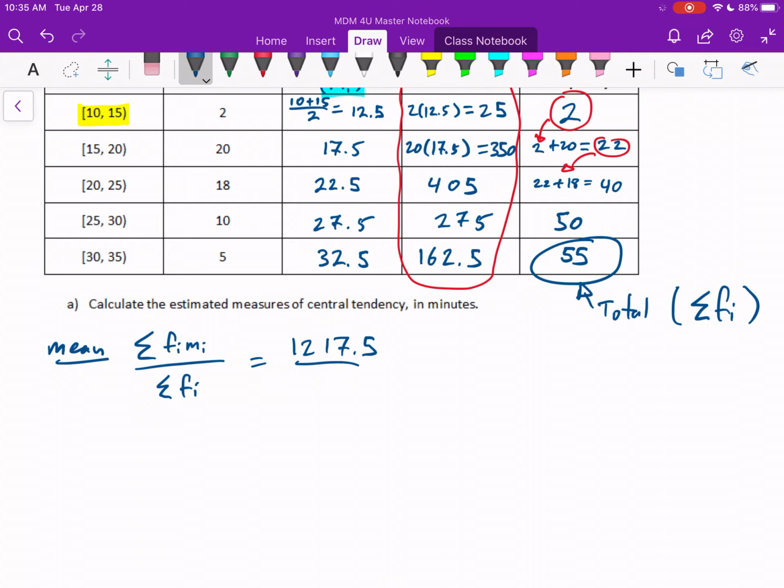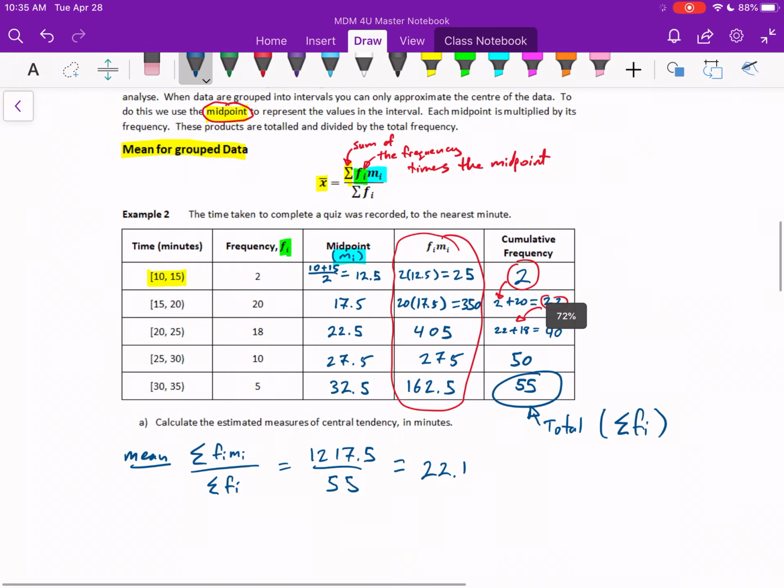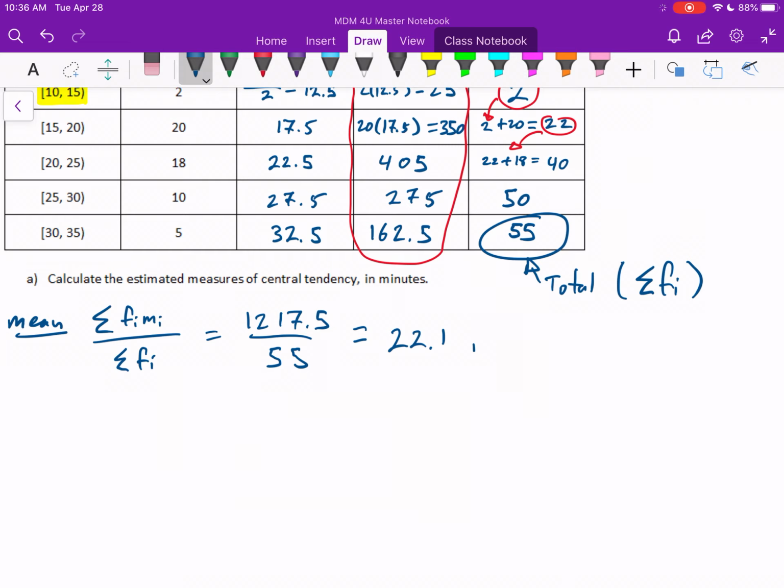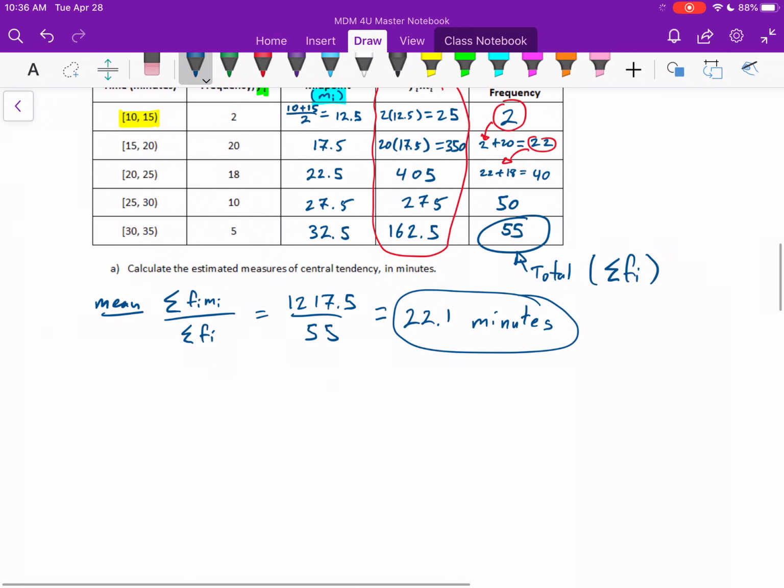And we already saw that the sum of the frequencies was just 55. And that works out to be 22.1. And this was minutes, right? That was our unit. So what we can find out by doing this is that the average time, the mean time for this quiz, for the sample, was 22.1 minutes.